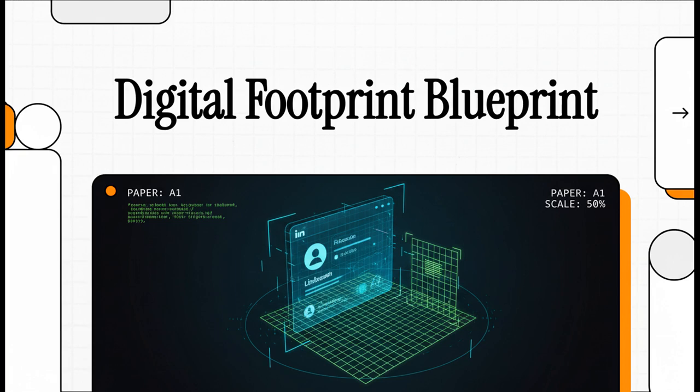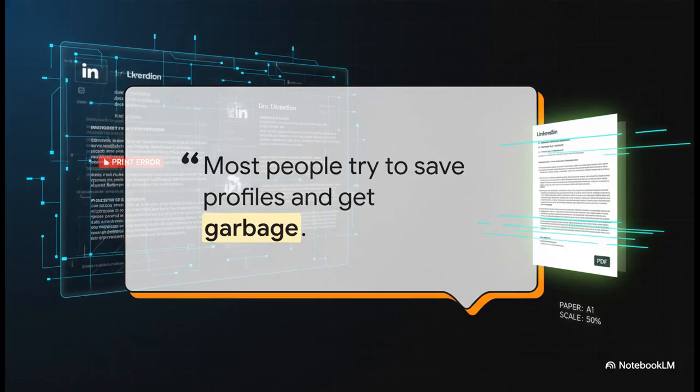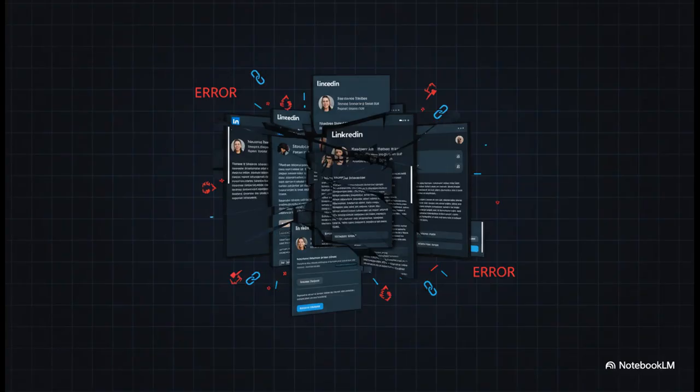Let's dive right in. You've been there, right? We all have. You find a really important social media profile, maybe a competitor, a potential client, or heck, even your own, and you try to save it. You hit print, you try to make a PDF, and what do you get? You get absolute garbage. And here it is. You can see the problem in action.